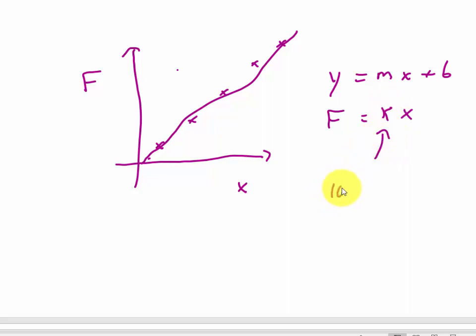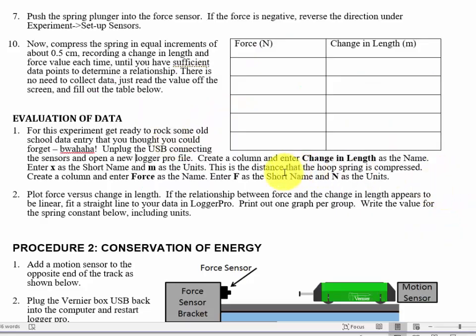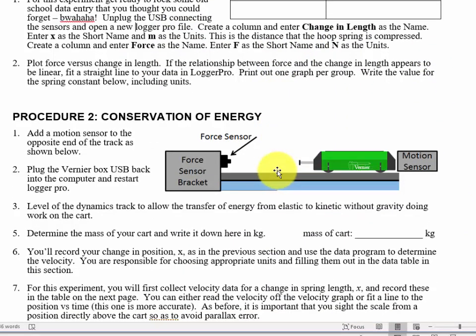Just for the record, for my carts, your spring constant should be in the 100 Newton per meter to, I think, about 500 Newton per meter range. If you calculate your spring constant and it's not in that range, you really better flag me over because we'll have to talk. Now we're ready to go ahead and prove that energy is indeed a conserved quantity.